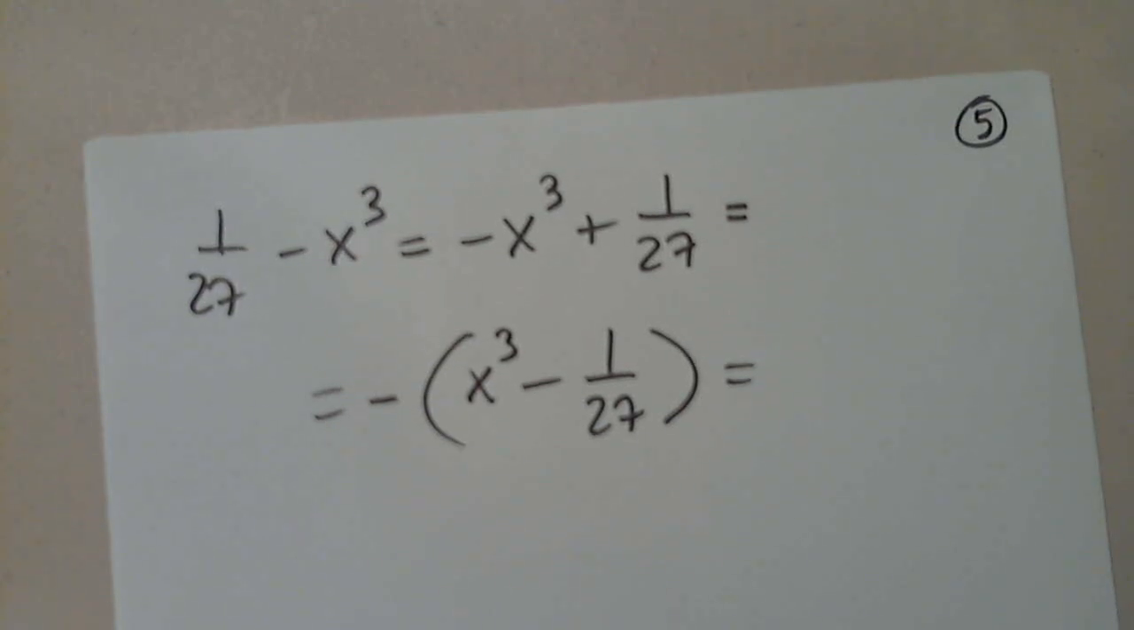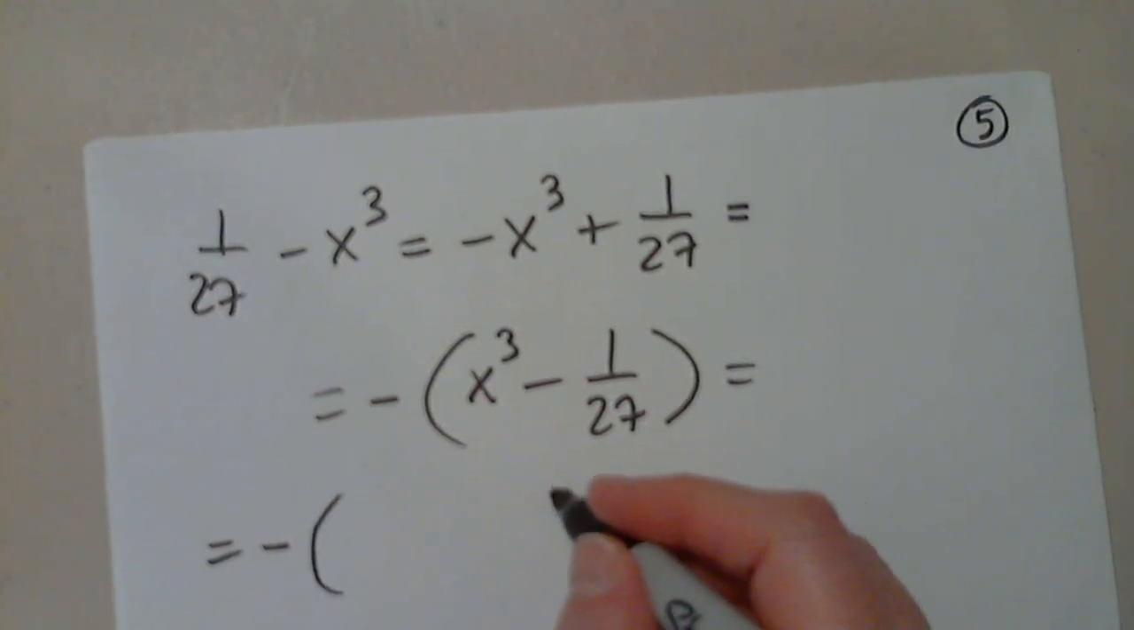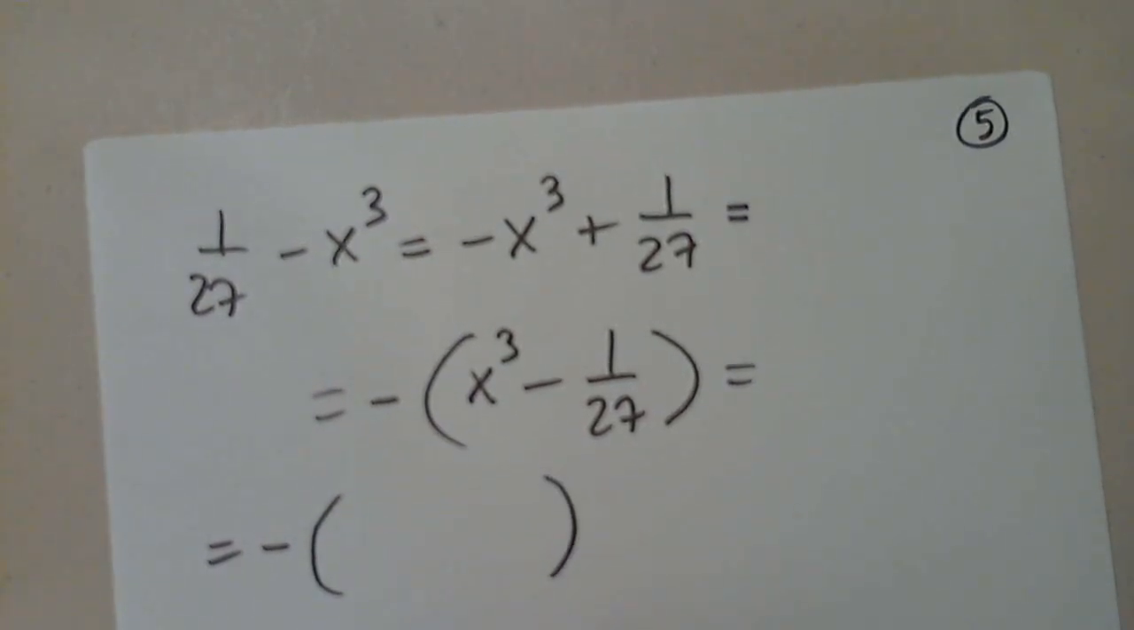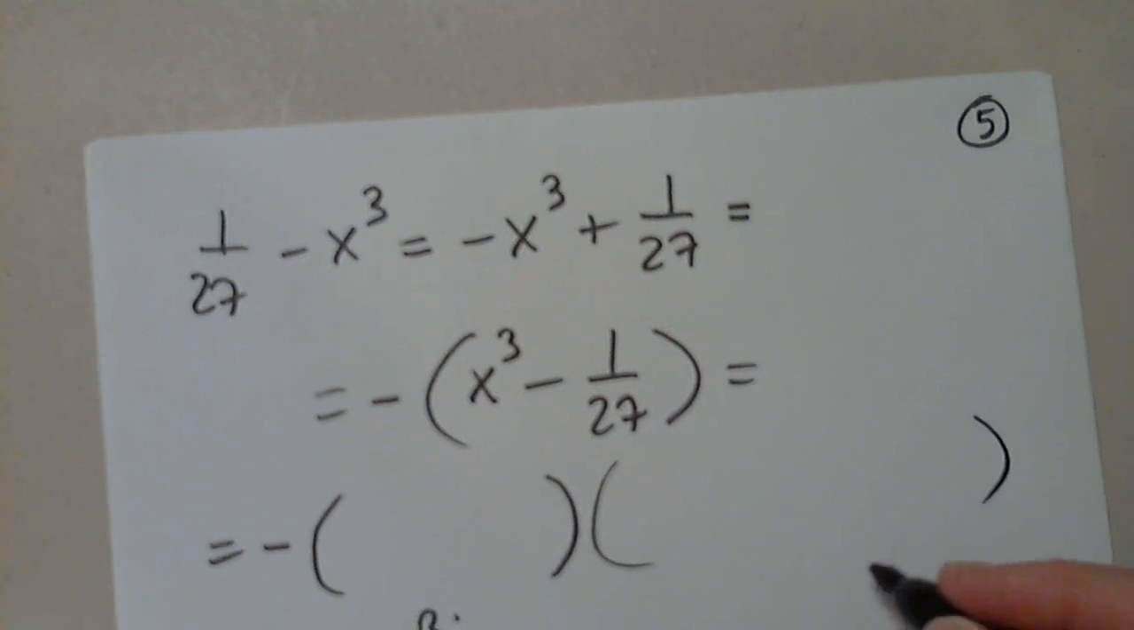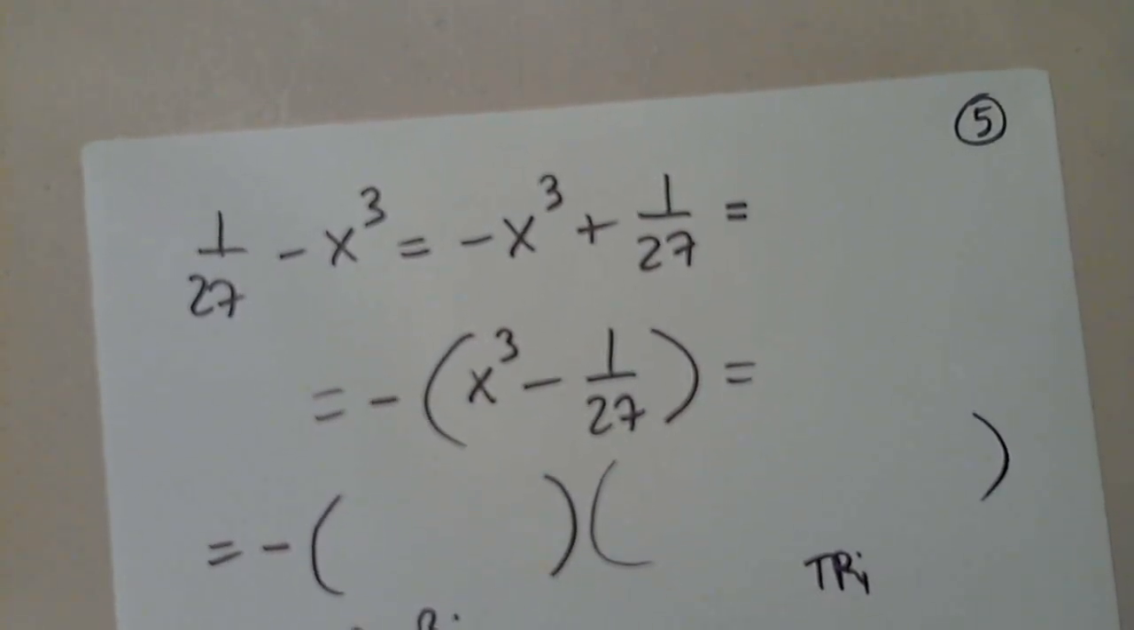Difference of squares, sum of squares, difference of cubes, sum of cubes. Difference of cubes. Very good. Once you say the difference of cubes, you prepare a binomial and then a trinomial. Perfect. What is the binomial?